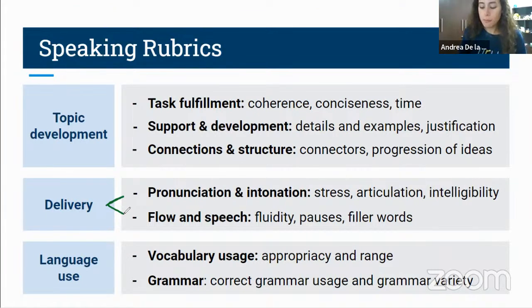Okay, thanks, Tamara. So delivery, as you may guess, is how you deliver your response, right? How your speech is, how you speak, how well you can speak.